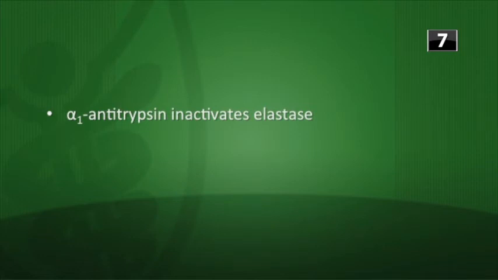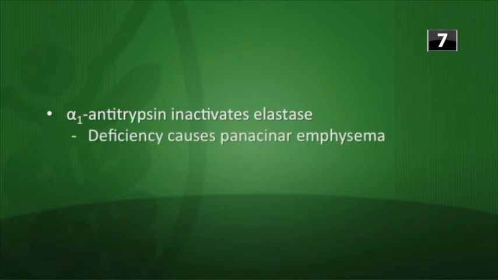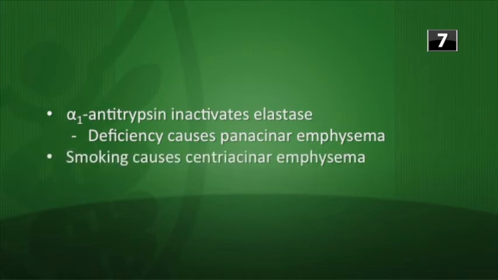up destroying the connective tissue in the alveoli, and that leads to pan-acinar emphysema, meaning that the entire acinus is damaged. In contrast to that, smoking causes a centri-acinar emphysema, which means only the central part of the acinus is damaged. So think about alpha-1 antitrypsin deficiency in a patient that's diagnosed with emphysema at a really young age, or emphysema in a non-smoker. Next, what trace element is essential to the function of carbonic anhydrase and lactate dehydrogenase?